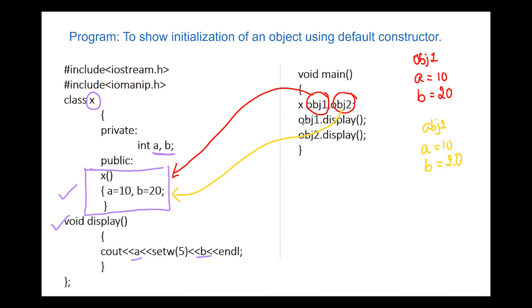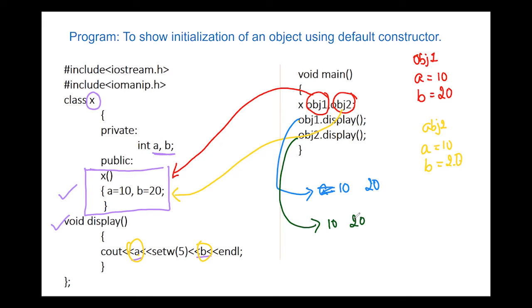Now I am saying object 1 dot display. So A and B are going to get displayed. Whenever this line is executed, it is just the 10 and 20 which is going to get displayed. Similarly, when object 2 is displayed over here, again 10 and 20 is going to get displayed. I hope this is clear.